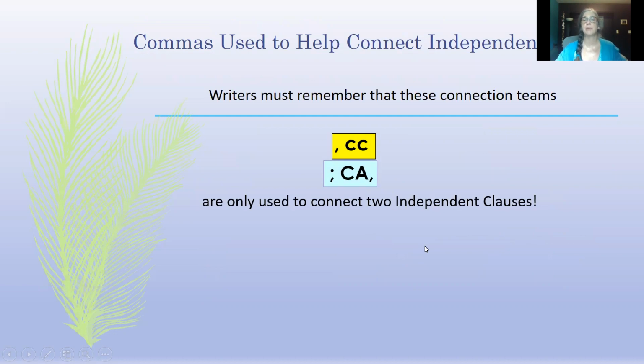But you need to remember that they're only used to connect two independent clauses. You might see fanboys and you might see conjunctive adverbs used in other ways. That's not the only way these words are used. So every time you see however, don't automatically stick a period or a semicolon in front of it. Every time you see one of your fanboys, don't automatically put a comma in front of it. Remember, these formulas are the ones that are used when you have an independent clause on one side and an independent clause on the other.